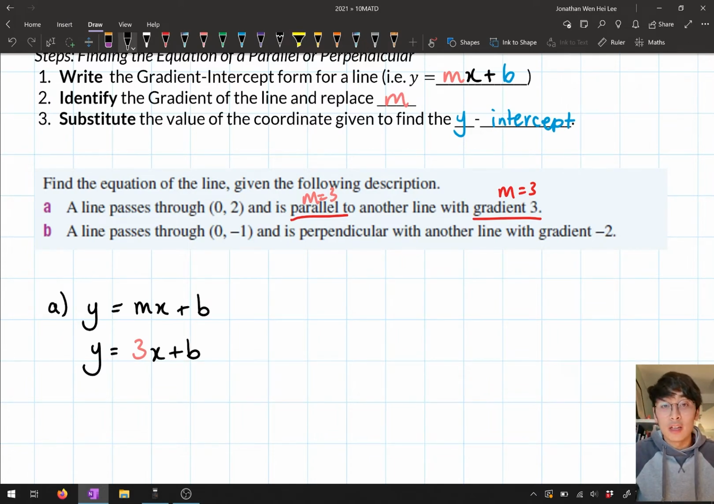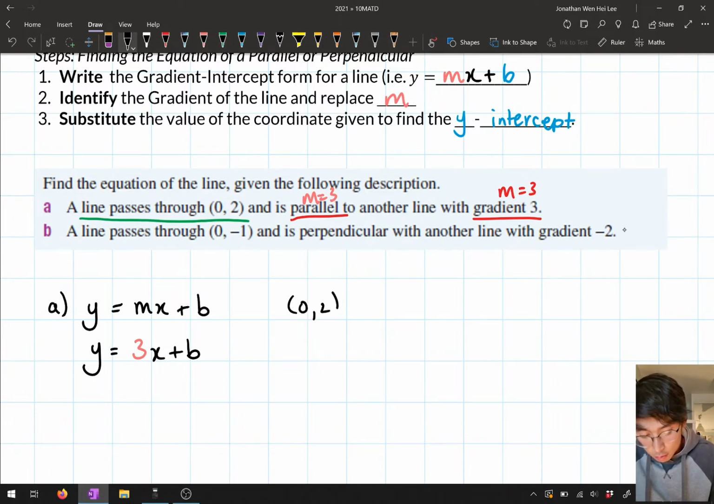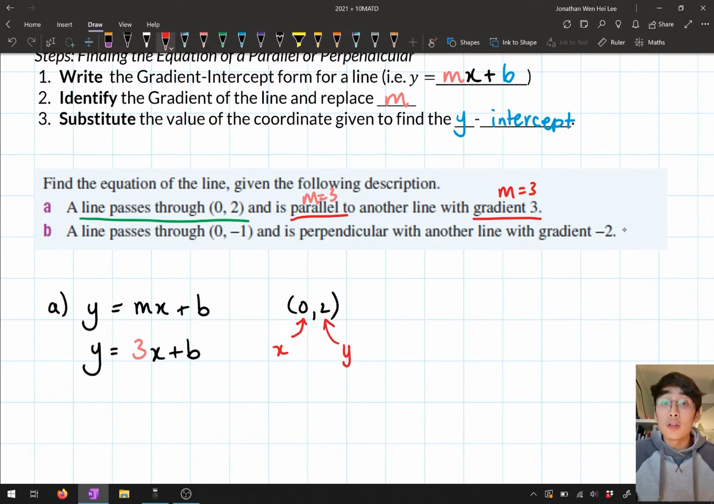After we've written down the gradient intercept form, we find the gradient, and that's based on what the question tells me. Here we got told it's parallel with gradient 3, so that tells me that my line has a gradient of 3. The final bit is that it tells me that the line passes through 0, 2. So I'm going to write on the side here 0, 2. If you remember with our coordinates, our 0 is our x value and the 2 is our y value. I'm going to substitute these 2 values into my equation, and that will give me a value for b.